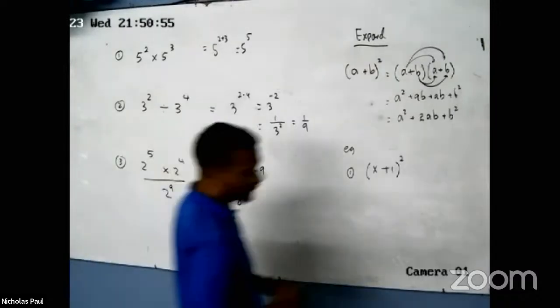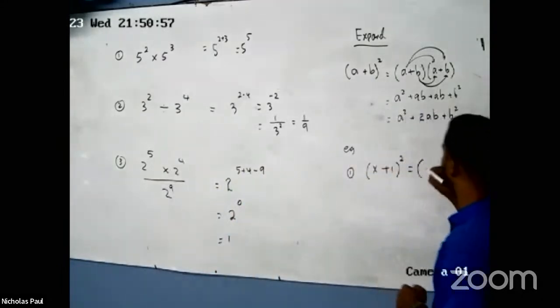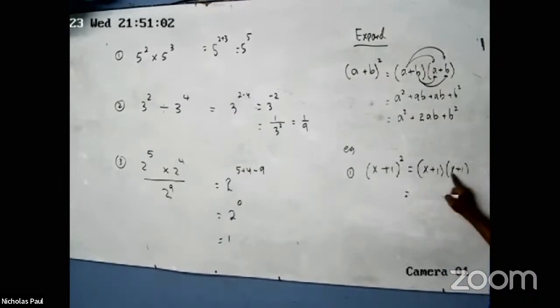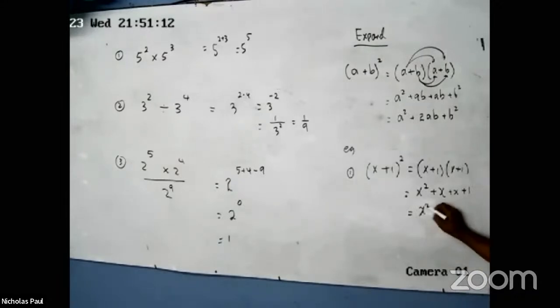All right, so let's see if you all got this online. (x plus 1) by (x plus 1). x by x, x squared. x by 1, 1x. 1 by x, 1x, 1 by 1. Right? This is x squared. There's no need to write 1 squared because 1 squared is 1, right? x plus x is 2x plus 1. That's it. You're good to go.